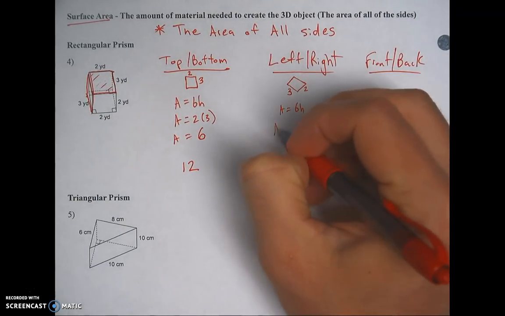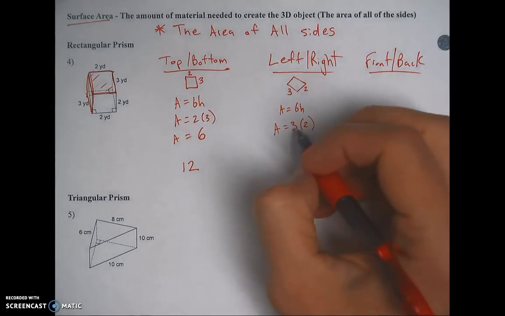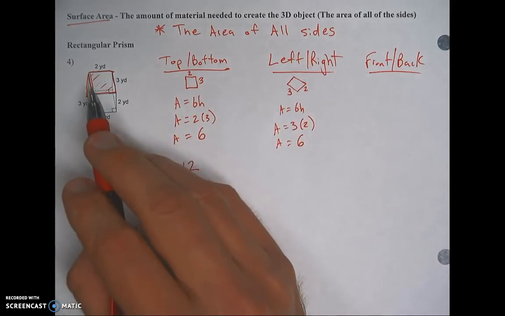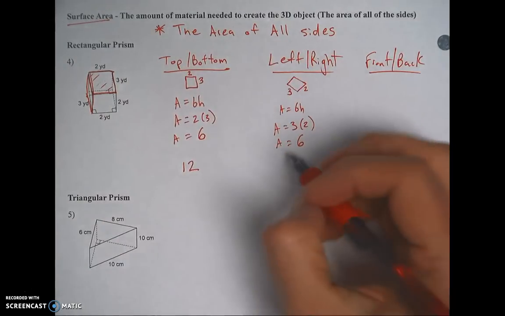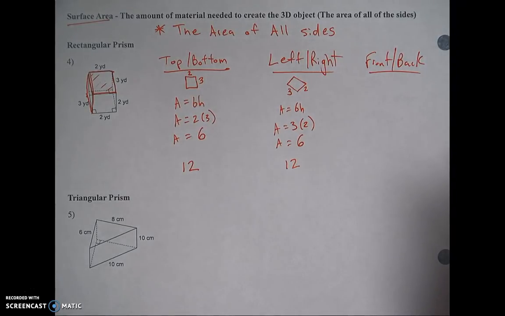So area is base times height. This one again is 3 times 2 or 2 times 3. The order doesn't matter. So the area is 6. And again, just the left is 6, and the right is going to match it because both sides are going to match. So the total area of the left and the right is 12.